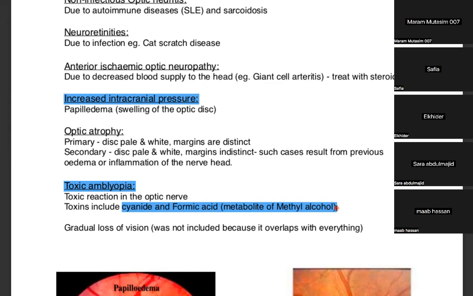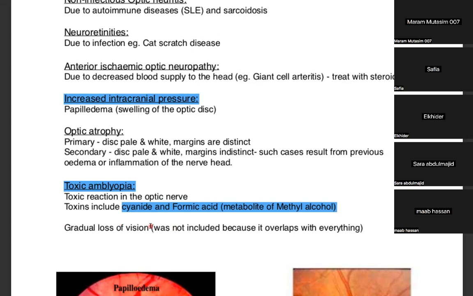Formic acid is a metabolite of methyl alcohol. Most of the alcohols in Sudan are methyl alcohol, not ethyl alcohol. That's why they produce formic acid as a metabolite, and the formic acid goes to the eye and causes toxic amblyopia. So that's why it's one of the common causes of blindness in Sudan.